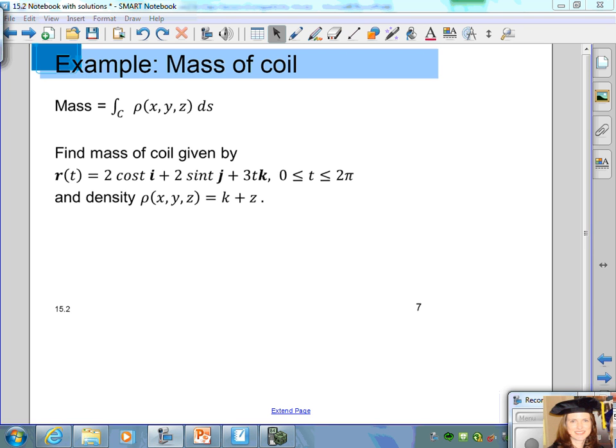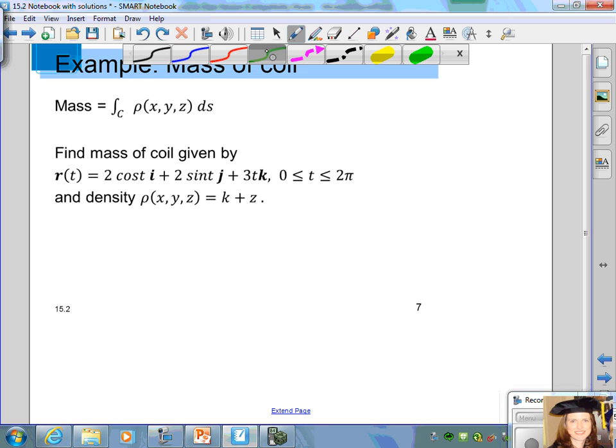Let's evaluate this line integral to find the mass of a coil. The mass is equal to the line integral, where C is the path or the coil, and rho of x, y, z is the density at a given point, and ds. Now recall that ds is equal to the magnitude of r prime of t dt.